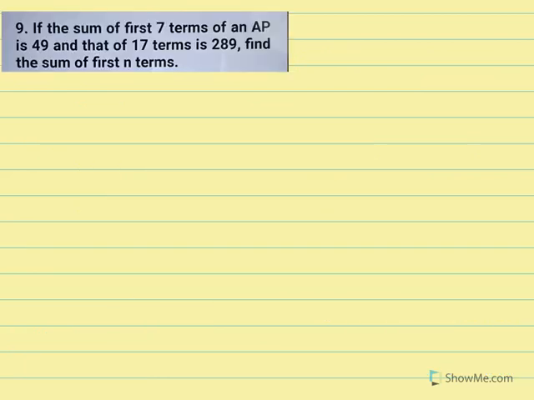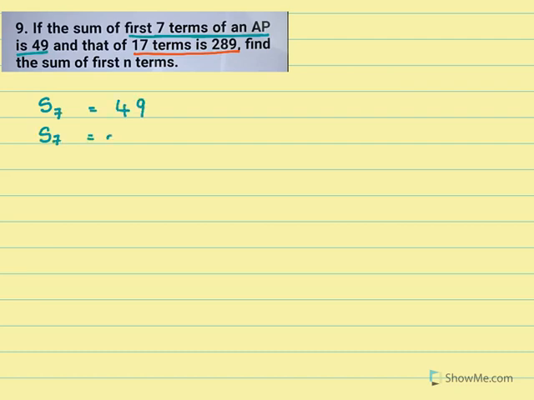If the sum of the 7 terms of an AP is 49 and that of the 17 terms is 289, find the sum of n terms. So let us start with the first thing. Sum of 7 terms is 49. So sum of 7 terms means S7 equal to 49.